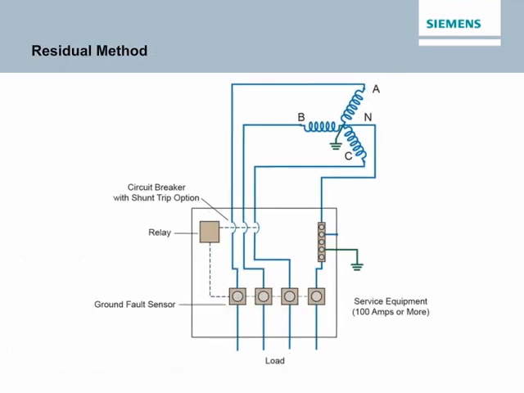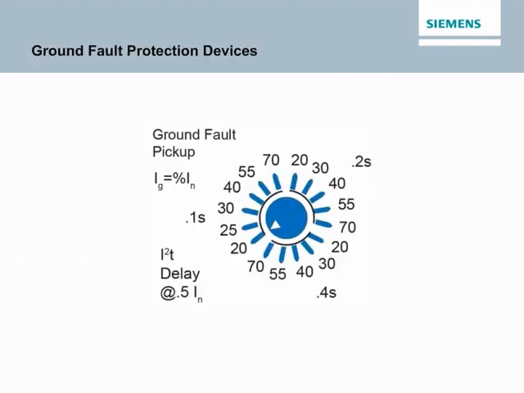Another approach is the residual method, which requires separate sensors to monitor current on all 3 phases, and the neutral on a 4-wire system. With this system, when there is no ground fault, the vector sum of the currents is 0. If a ground fault is sensed, however, a shunt trip opens the circuit breaker.